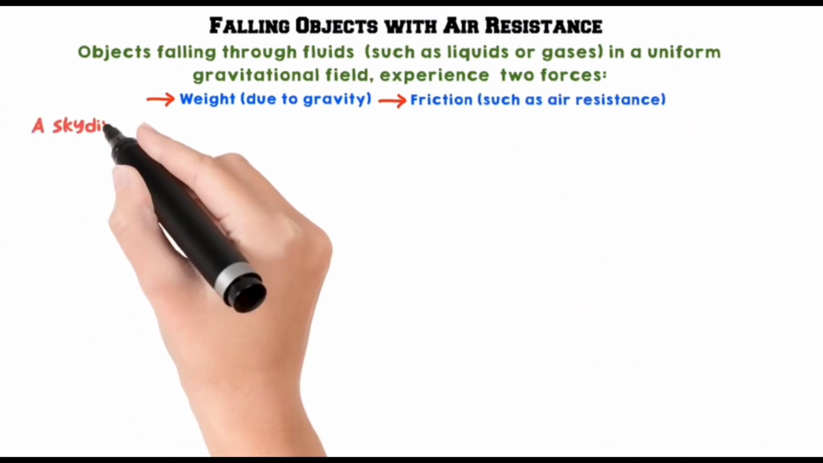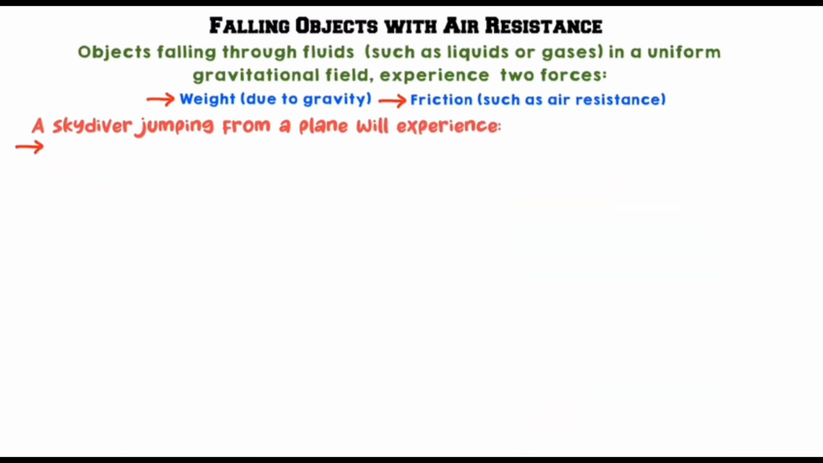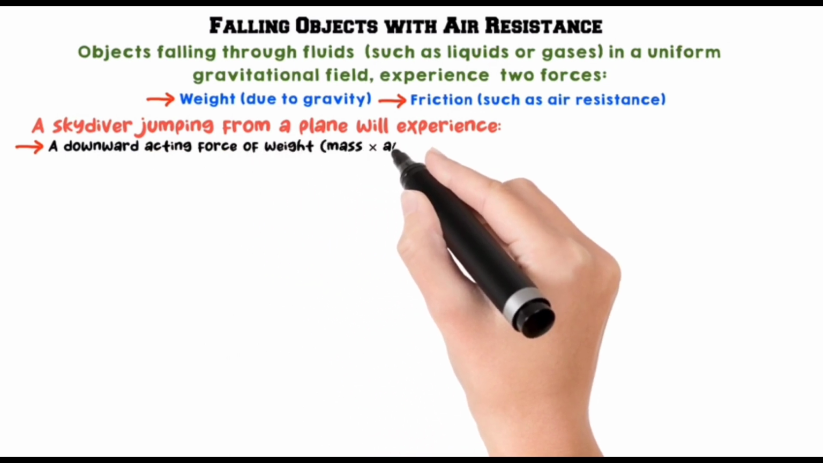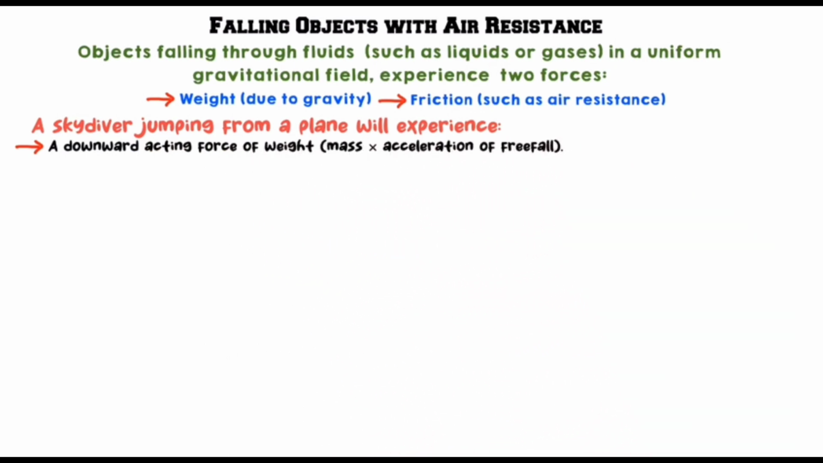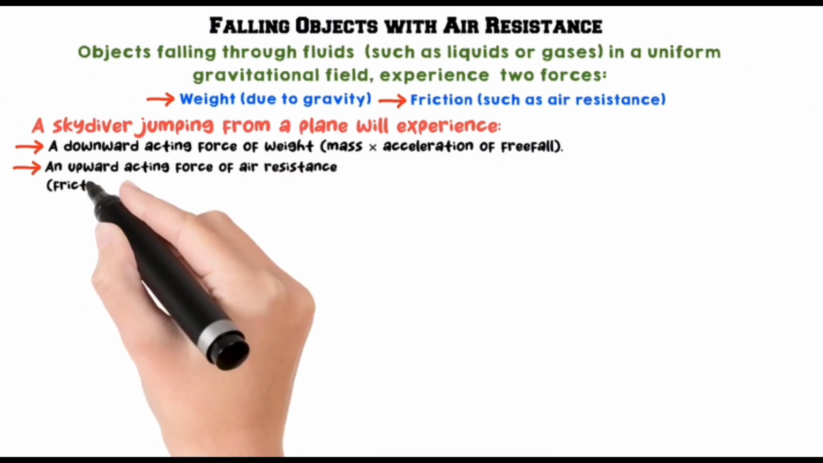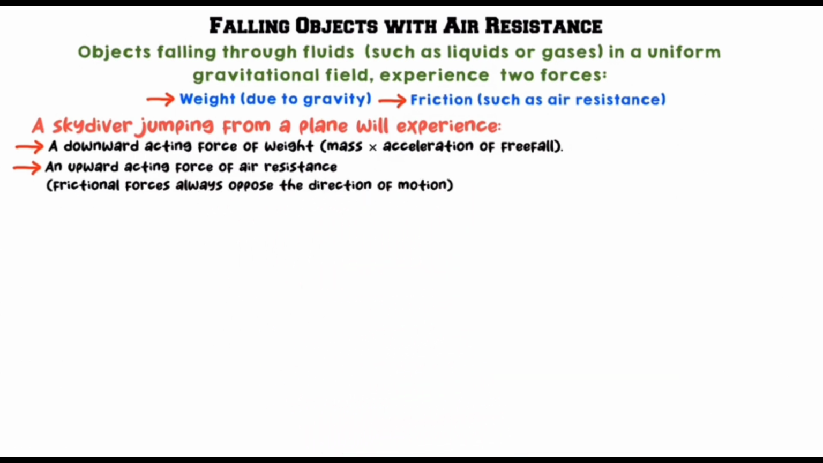A skydiver jumping from a plane will experience a downward acting force of weight, that is mass multiplied by acceleration of free fall, and an upward acting force of air resistance. Frictional forces always oppose the direction of motion. This can be explained with the help of the following figure.